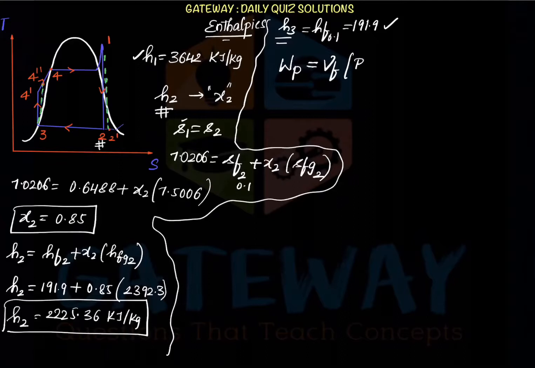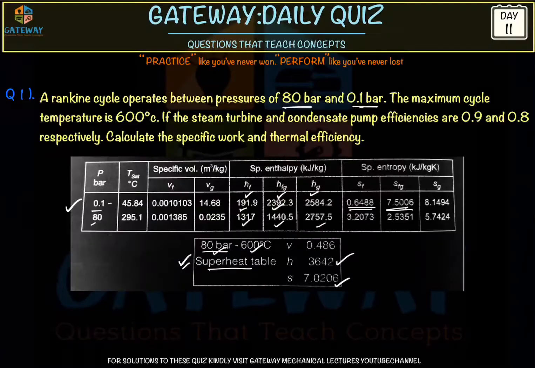For the pump, the change in pressure is here at the pressure of the boiler, and here at the pressure of the condenser. This is the boiler pressure, and this is our condenser pressure. So it is P boiler minus P condenser. And the VF is nothing but the VF at state 3 that was given in the question.